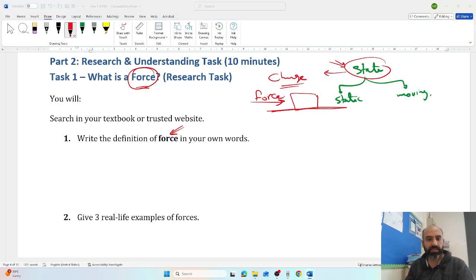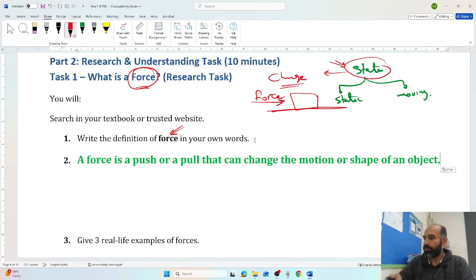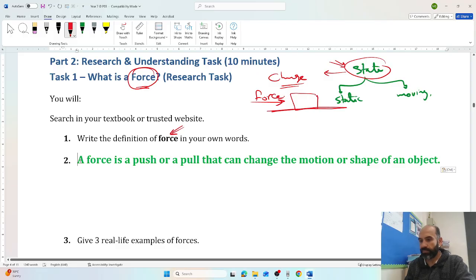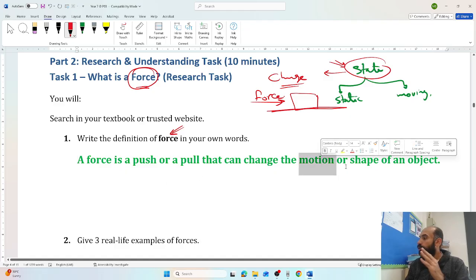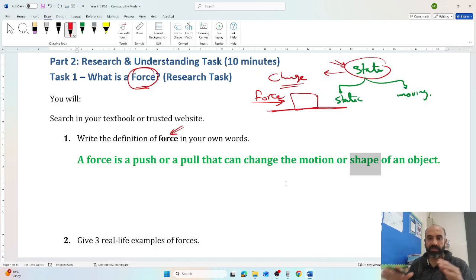So what is the answer that we have? What can you write? The answer is a force is a push or a pull that can change motion or shape of the object. So if you want to change the shape of the object or the state of the object, if it's static, you want to move it, or if it is a moving object, you want to change its speed or just to stop it, you need to apply a force.